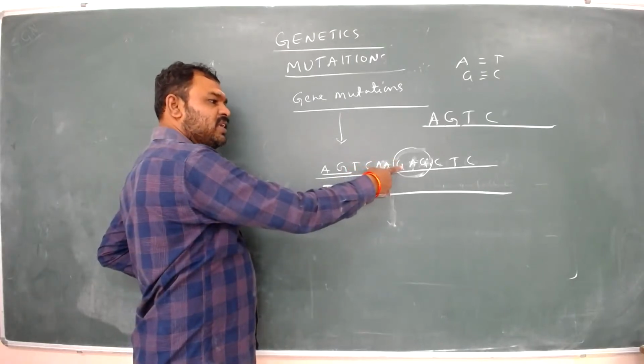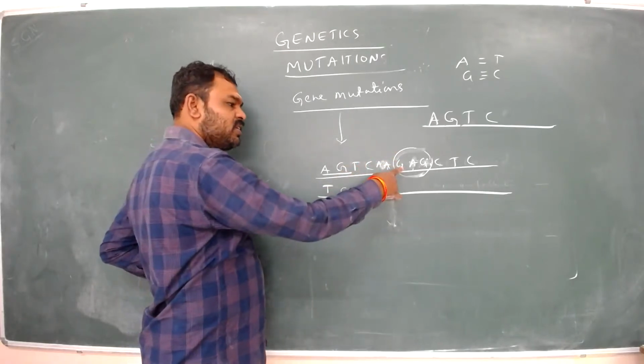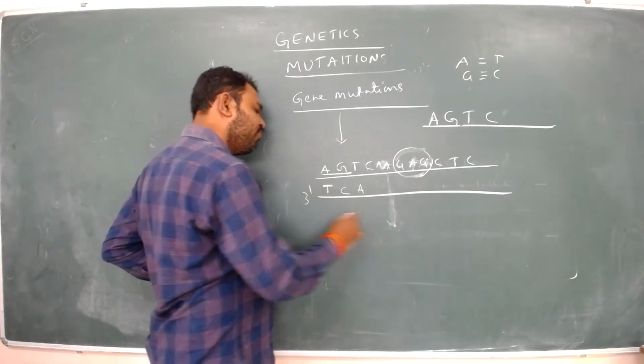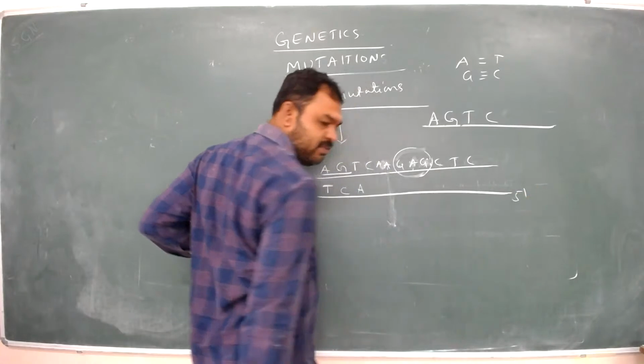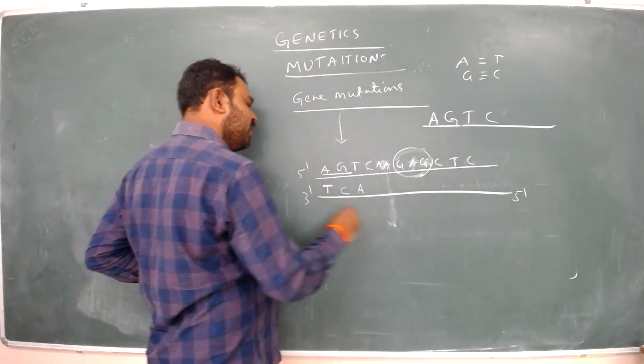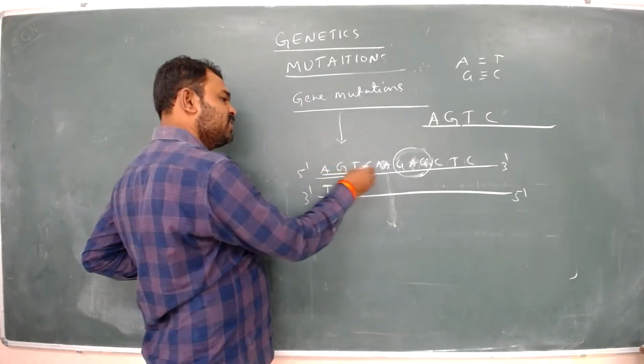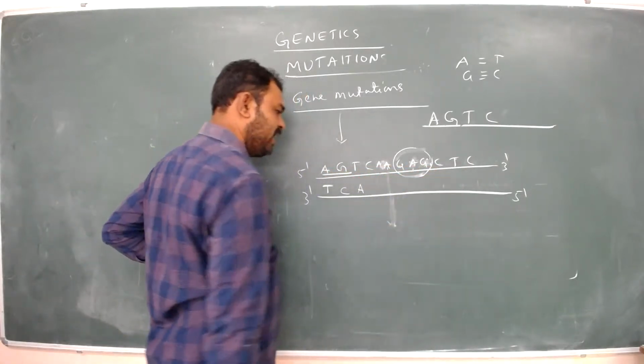This is a coding strand. This is a coding strand. It is a template strand. The template strand polarity is 3' to 5'. This is the template strand. The coding strand polarity is 5' to 3'. Now here there is AGT, CAA, GAG, CTC like this.